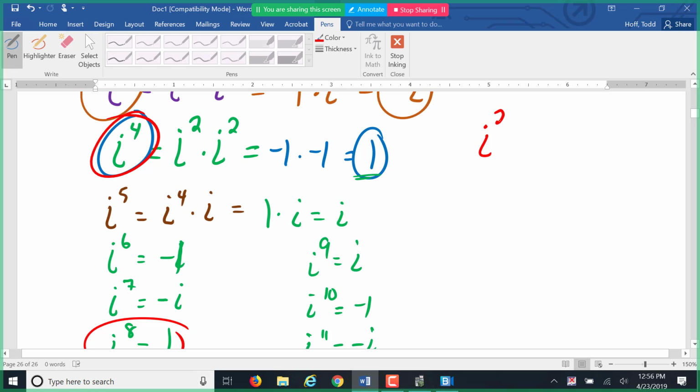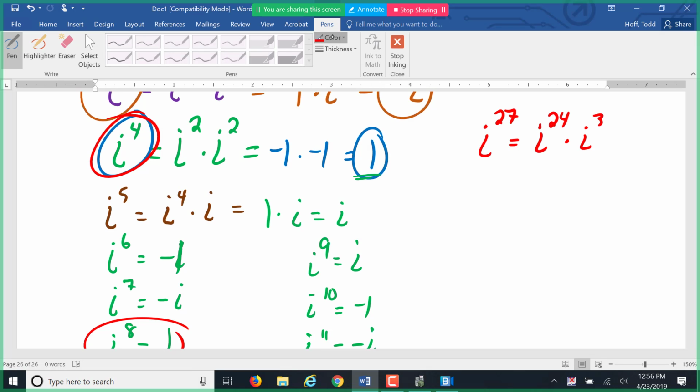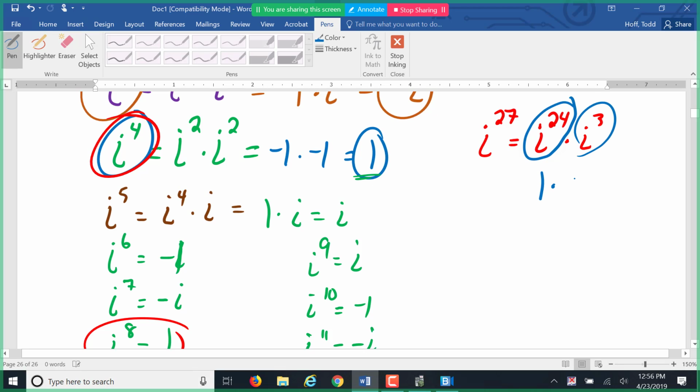For example, i to the 27th. Well, the next smallest number that's divisible by 4 from 27 would be 24. So I'd break that down into i to the 24th and i to the 3rd. Since 24 is divisible by 4, we know that's just 1. i to the 3rd we know is negative i. So 1 times negative i is just negative i. i to the 27th is just negative i.